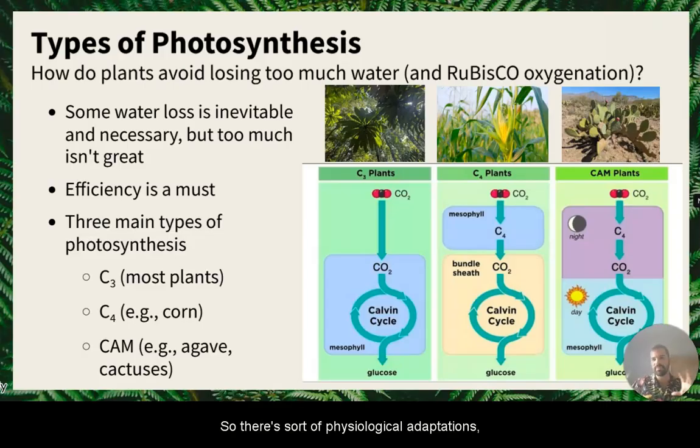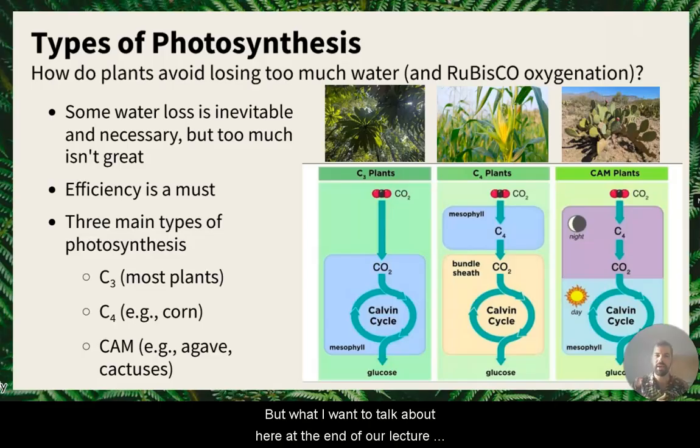So there's sort of physiological adaptations, like I said, lots of them that I don't really have time to get into. But what I want to talk about here at the end of our lecture are the metabolic pathways that have evolved in multiple convergent cases. These have evolved in many different times, especially CAM photosynthesis. But there are three main types of photosynthesis.